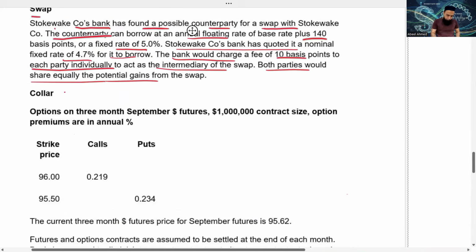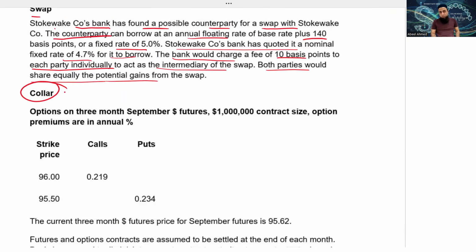Collar. Don't forget, if today's date is 1st April and the transaction date is 1st September, the company will actually take the loan on 1st September. Options on 3 months September dollar future. The examiner is very nice towards you. He's not giving you many different option dates, which could have created a little problem for students in deciding which month to take. So here, obviously, the logical choice is September, and the examiner has given us September. September future, contract size is 1 million.